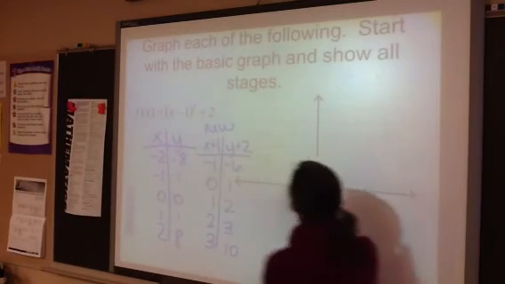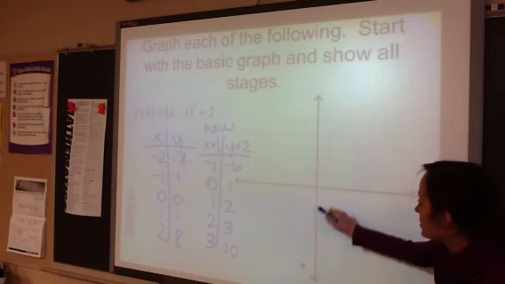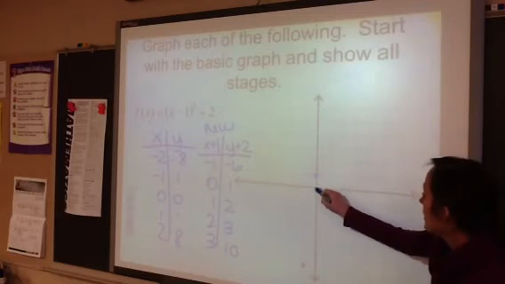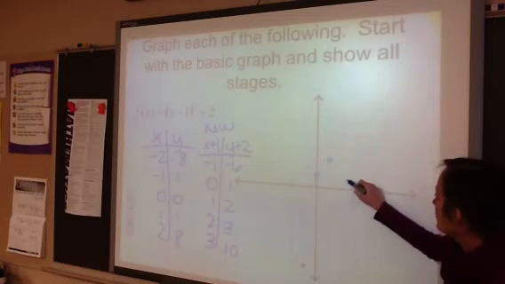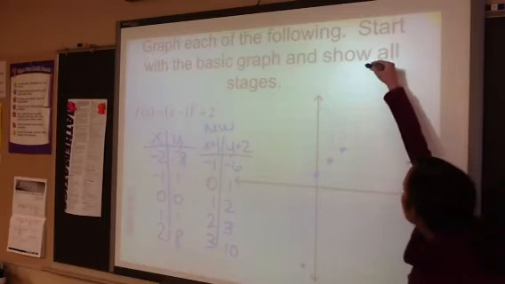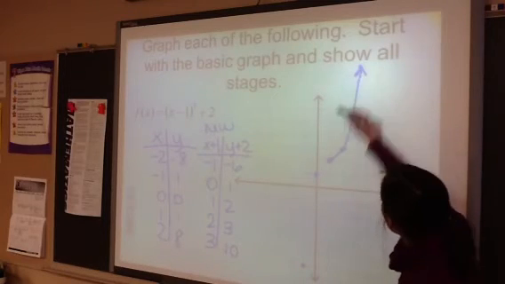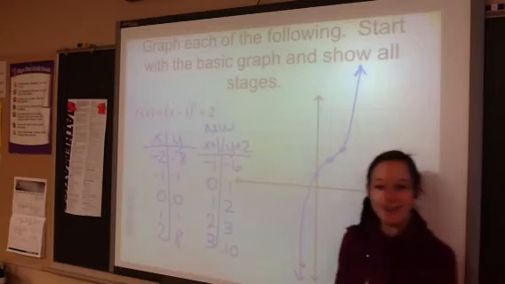So we go over to negative 1 and down to negative 6. We stay at 0 and we go up 1. We go over 1, up 2, over 2, up 3, over 3, up to 10. Bam! There's our graph. Yay! Go you!